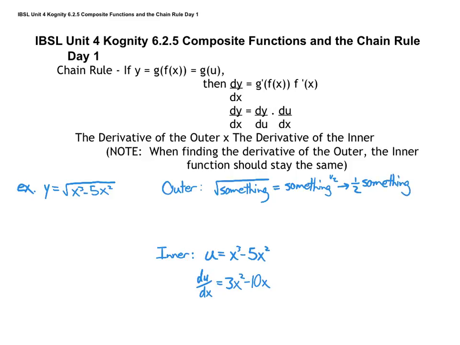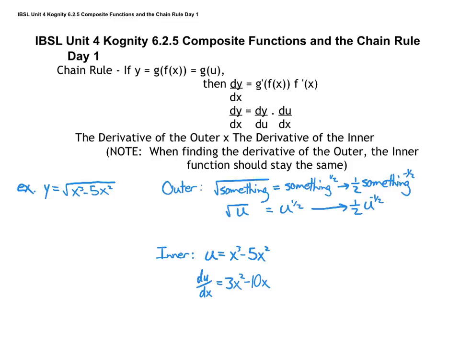Do we not use like a variable or something to represent? Well, that's why we use u. Okay? Because we actually would rewrite this as the square root of u, which is u to the 1/2. And that gives us a derivative that is 1/2 u to the negative 1/2. Okay?